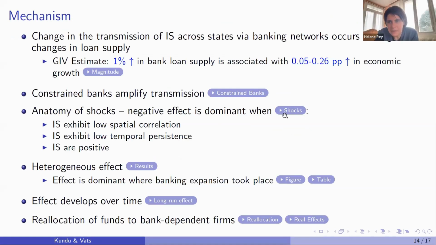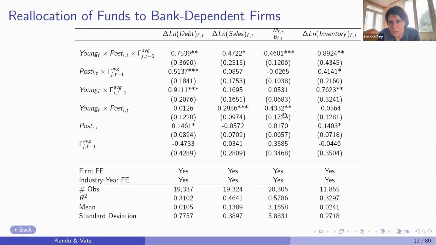Is it something that is linear in size? When you say small and large, is it below the median and above the median? And did you look at a more continuous measure of size?